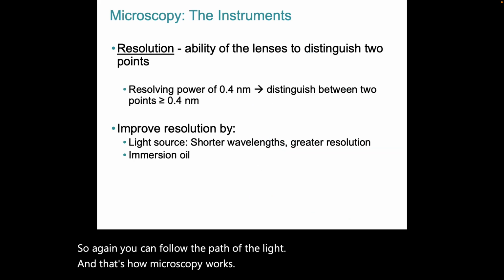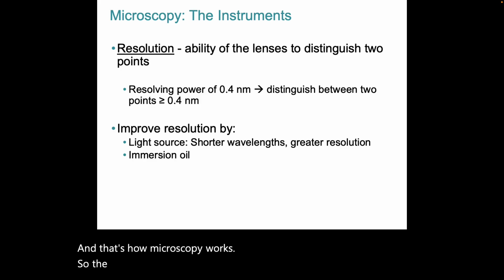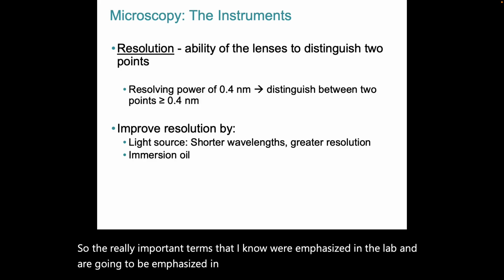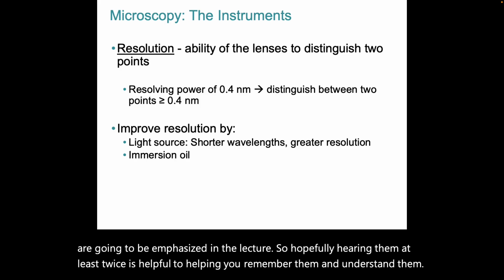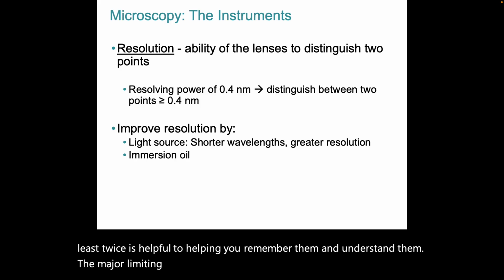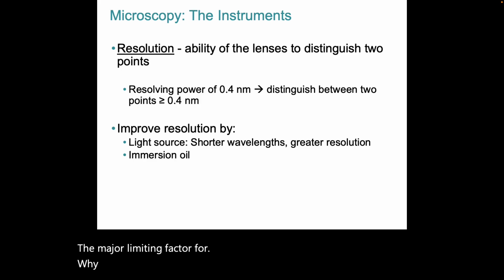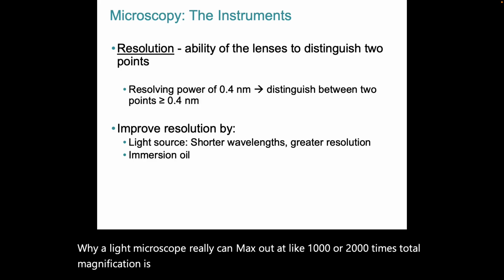So the really important terms that I know were emphasized in the lab and are going to be emphasized in the lecture, so hopefully hearing them at least twice is helpful to helping you remember them and understand them. The major limiting factor for why a light microscope really can max out at like 1,000 or 2,000 times total magnification is because of resolution.